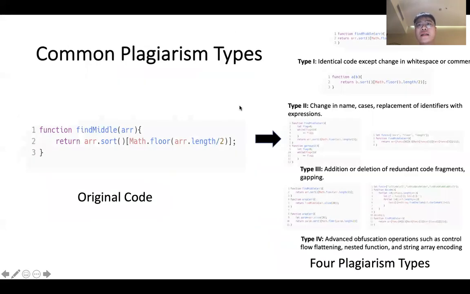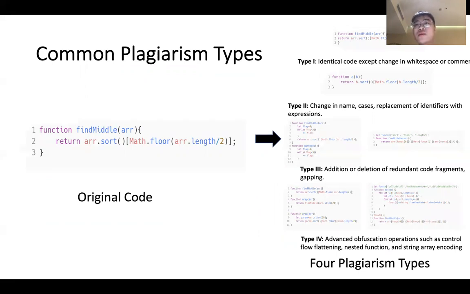Therefore, we need to fight against these plagiarism games. So in the WeChat repository, there are 4 common plagiarism types. The code example on the left is the fundamental function as the original code. The code examples on the right are 4 types of plagiarism examples for the fundamental function. Type 1, identical code except changes in white space or comments. Type 2, plagiarism changing code in name cases, replacements of identifiers with expressions.